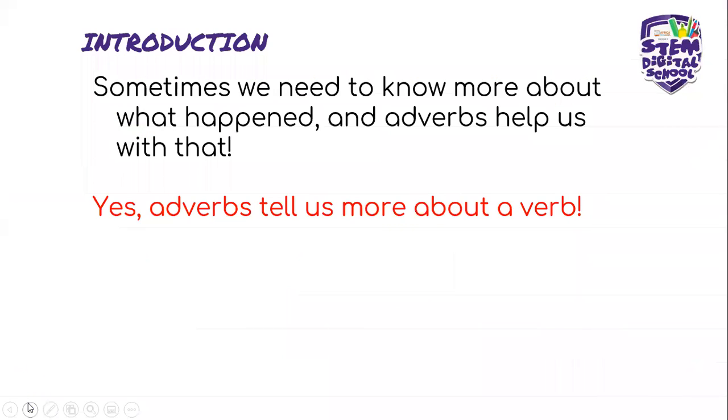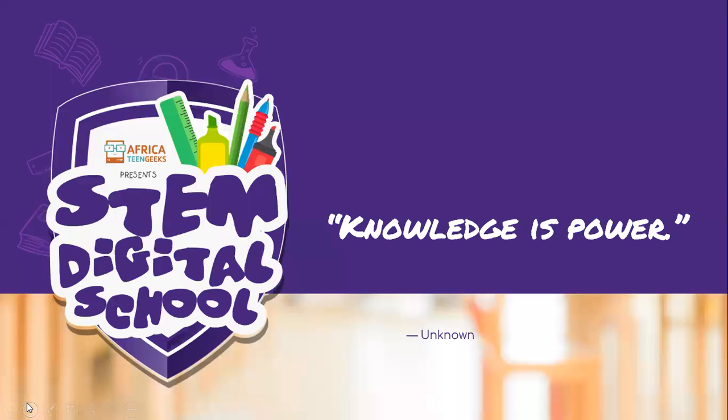Okay, the introduction. As I have said yesterday, sometimes we need to know more about what happened, and it is adverbs which help us with that, because adverbs tell us more about a verb. Okay, we did that in the previous lesson, so we won't dwell on it. My favorite quote, which you will find to be true even after the end of this lesson, is that knowledge is power. You will realize that when you know and understand these adverbs and how they work, you will see that you will really get to know some things that are very easy to overlook if you didn't know.